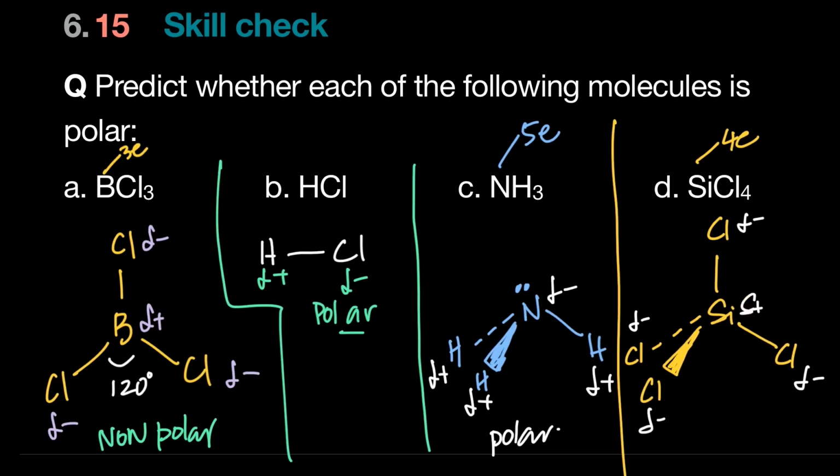But because it has no lone pairs, this is a very regular shape. So the molecule is non-polar. The bonds are polar, but the molecule is not.